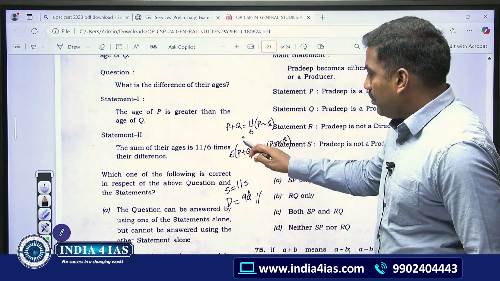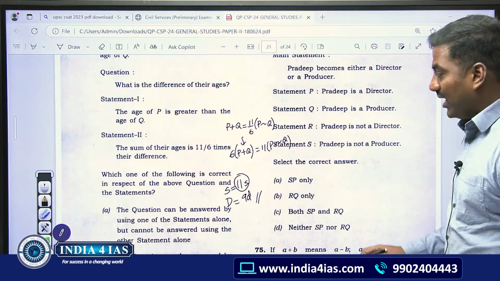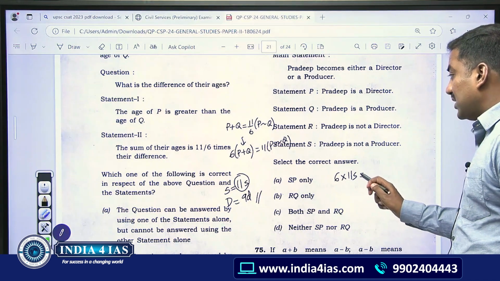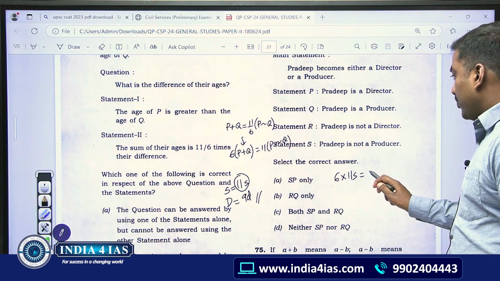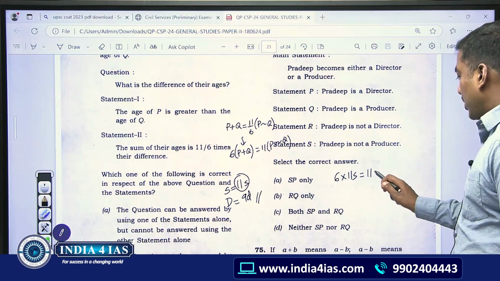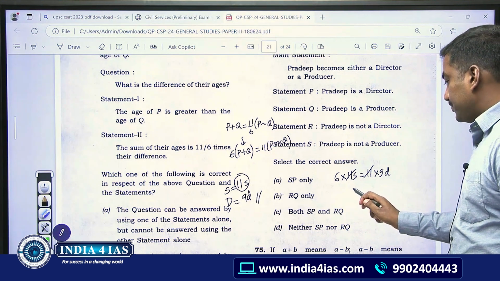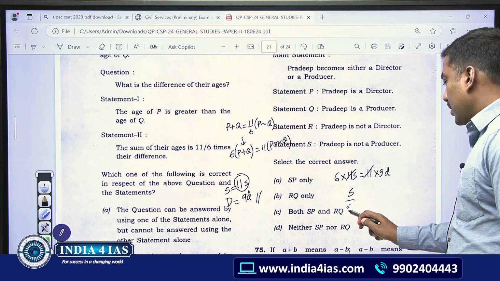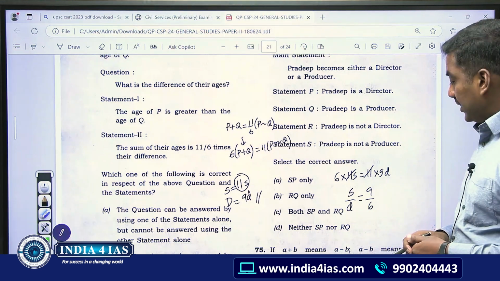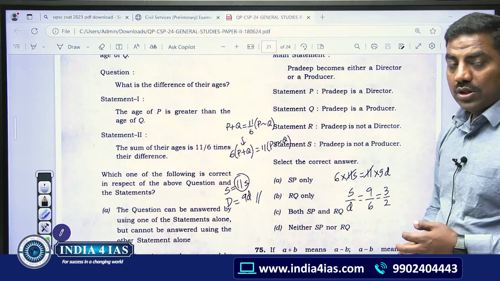So when we say P plus Q, it will definitely be in terms of 11s. So 6 into 11s, where s is the sum of the digits, and the difference between P and Q will be in terms of 9d. So in this case, 11 gets cancelled. So sum by difference is equal to 9 by 6, that is equal to 3 by 2.